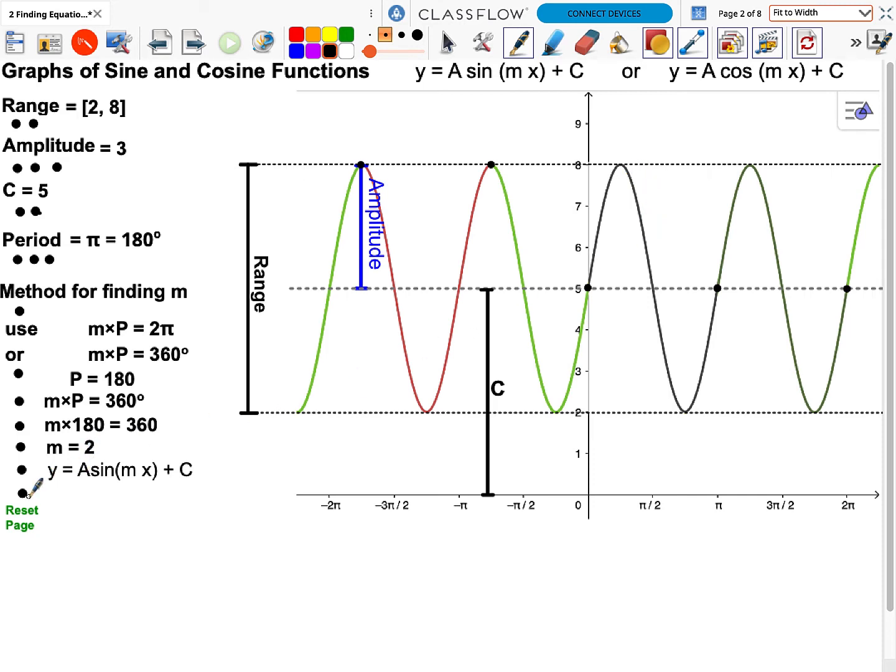Do we know what a is? Yes, we do. We know that a is equal to 3, we know that m is equal to 2, and we know that c is equal to 5, and therefore we're now in a position to substitute in and derive the equation of our line.